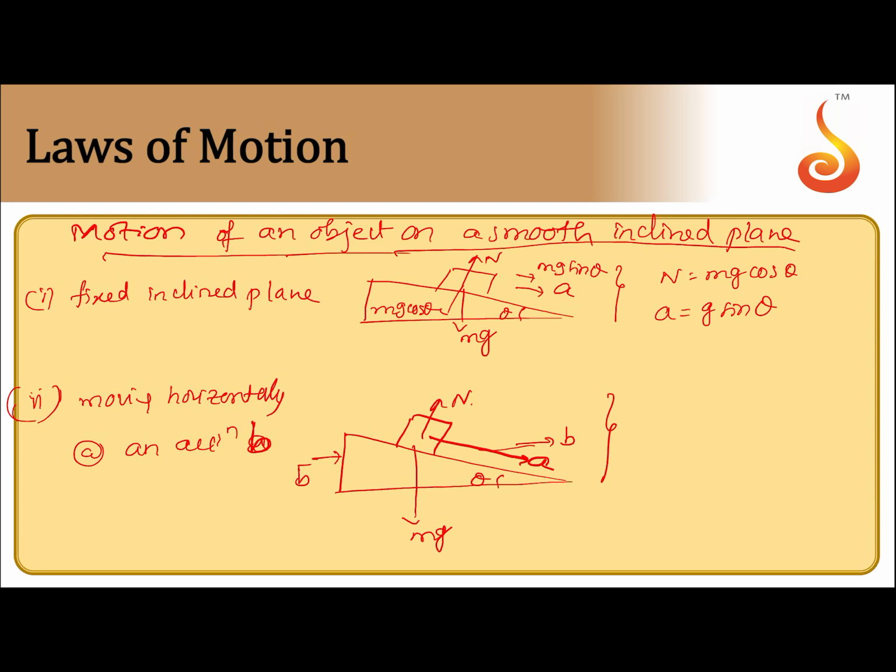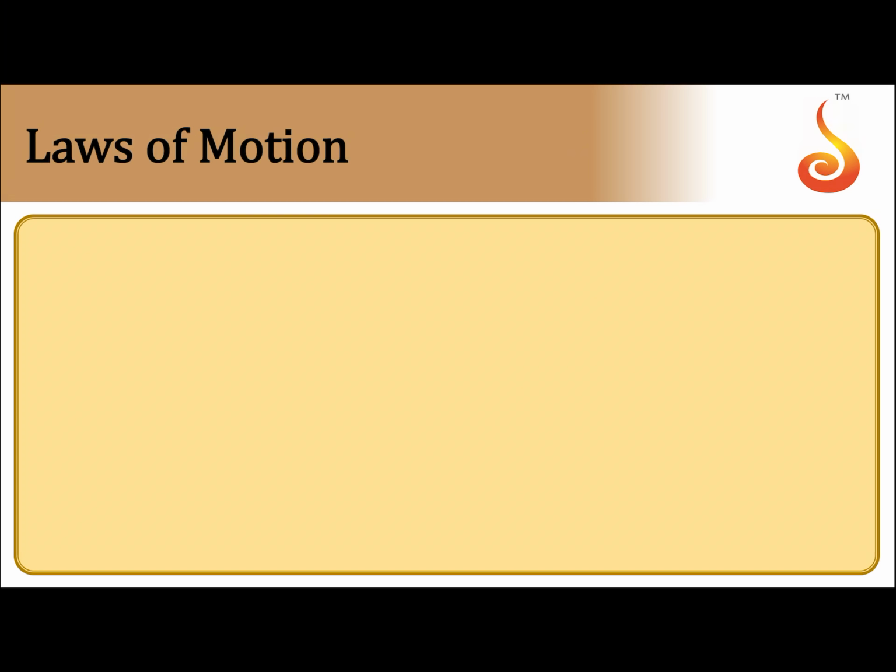Now the results are here. I am writing the results straight away. N is equal to m into g cos theta plus b sine theta, and the acceleration a is equal to g sine theta minus b cos theta. So if the inclined plane is also accelerating, then the result is here. Let us consider one more case.